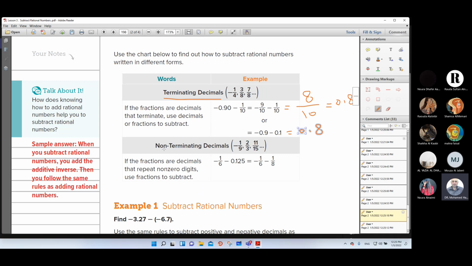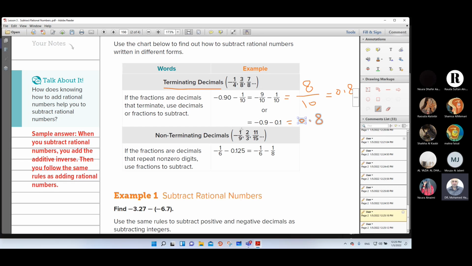When you have non-terminating decimals, like negative 1 over 9, if you try to change it to the decimal, you will get a repeating decimal. And like 2 over 3, and like 11 over 15, etc. So in this case, if the decimals repeat non-zero digits, use fractions to subtract.